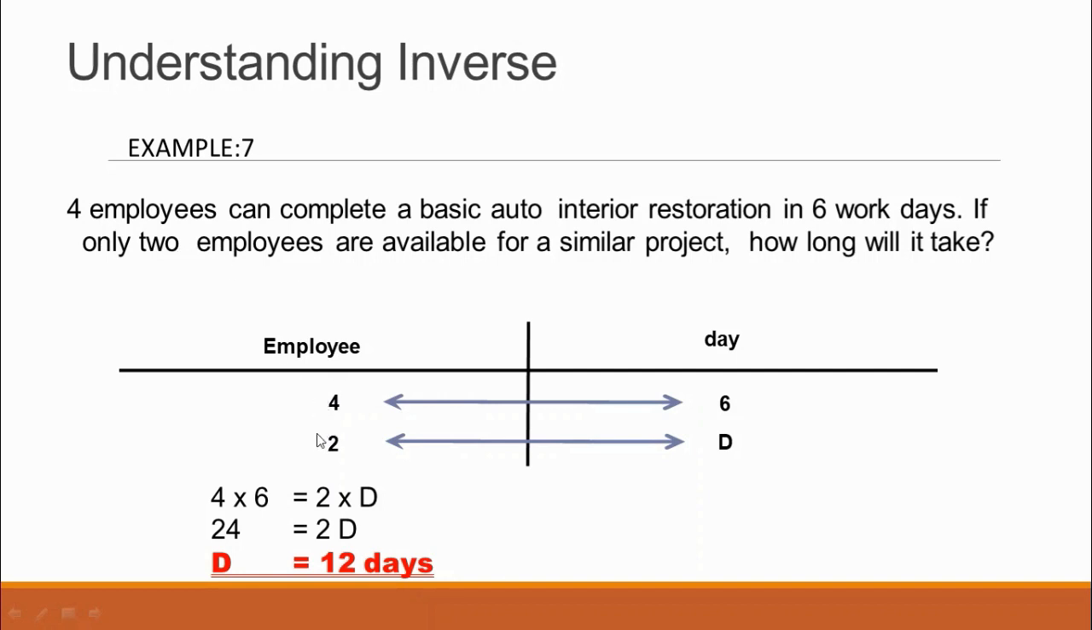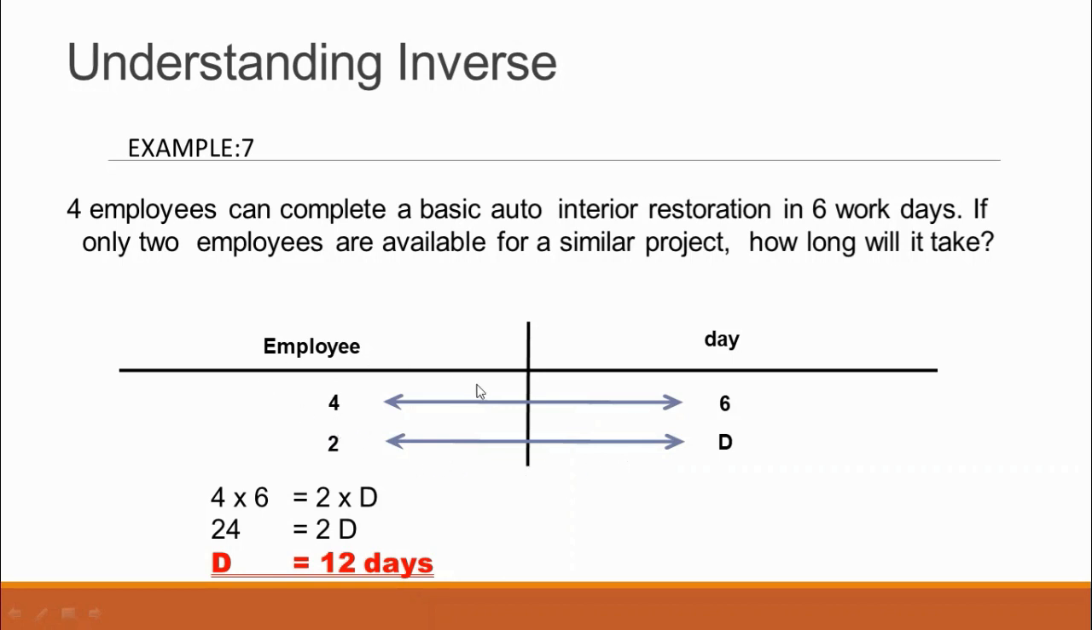So dear students, note that the employees quantity decreases. This is the inverse quantity, so the employees quantity decreases and the days quantity will increase, and you will see this at the end of the result. 4 employees and 2 employees, the employees quantity decreases. And now the days: 6 days, and how many days is unknown. Since the first quantity decreases, the second quantity will increase.